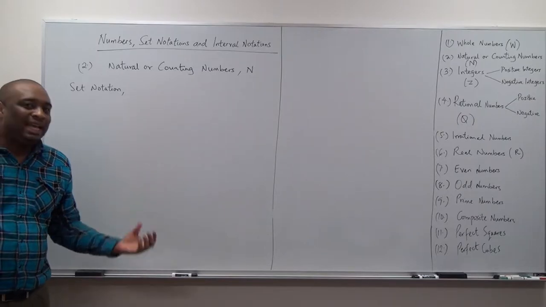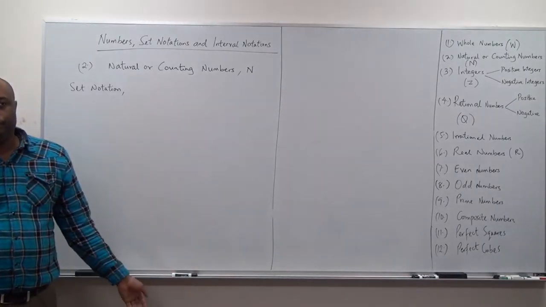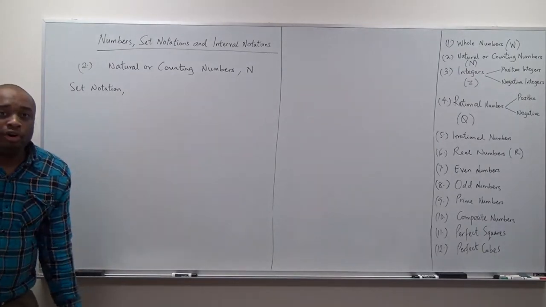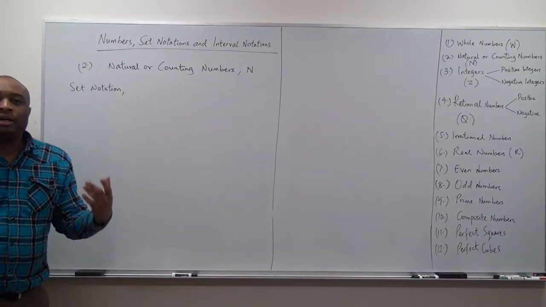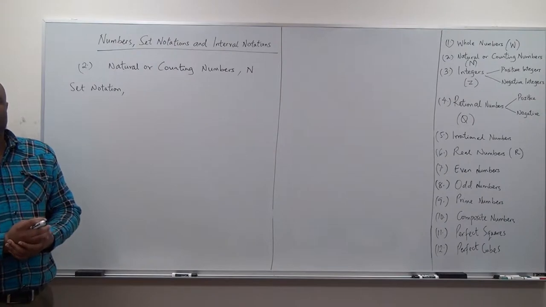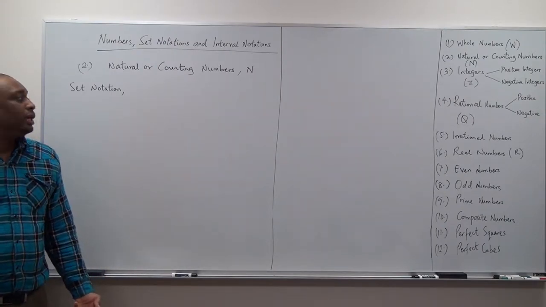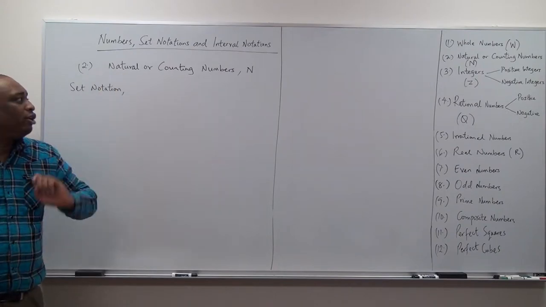Can you count negatives? No. Can you count negative 5? No. Can you count 0? No. Can you count 1? Yes, you can count 1. Can you count 200 people? Yes, you can count 200 people. So these are natural numbers.